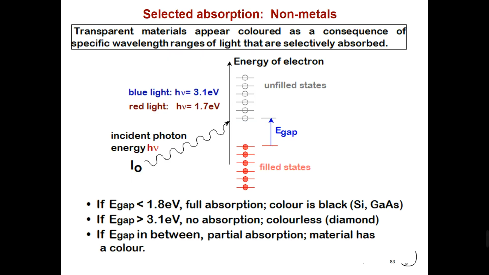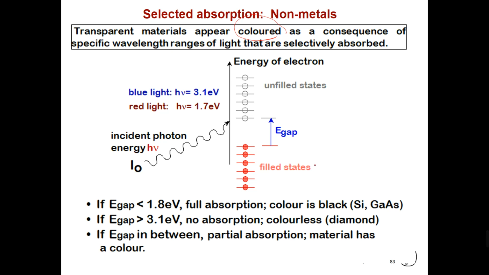Then let's take a look at selected absorption for non-metals. Transparent materials appear colored as a consequence of specific wavelength ranges of light that are selectively absorbed. So blue light hv is equal to 3.1 electron volt. Red light hv is equal to 1.7 electron volt, in which incident photon energy or hv is equal to I0 coming to the sample.